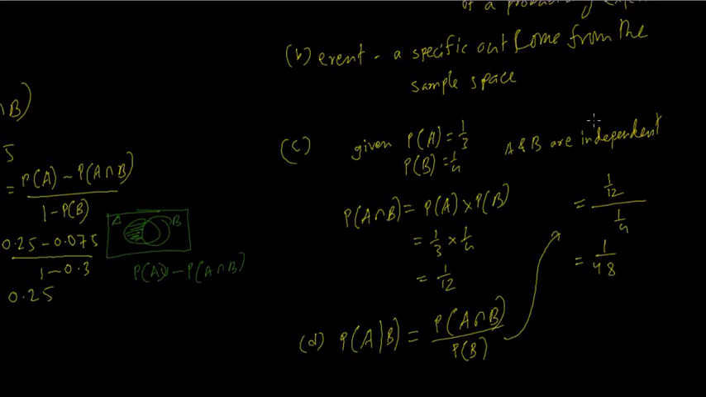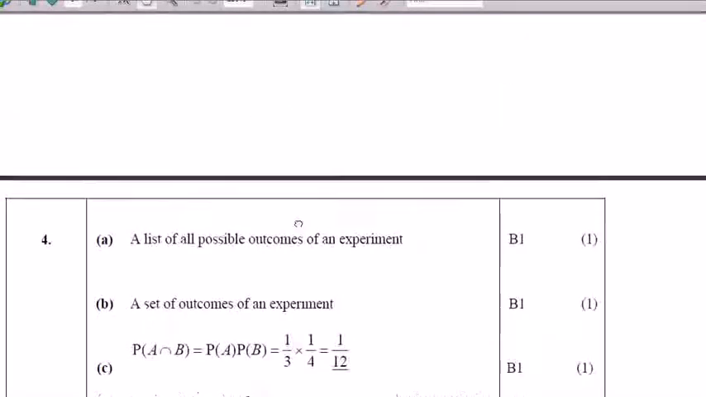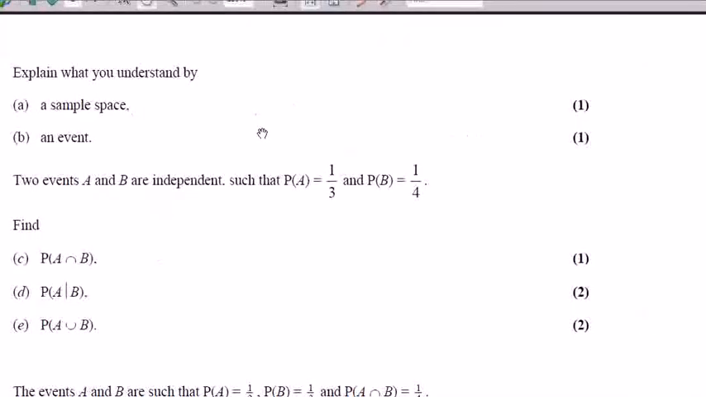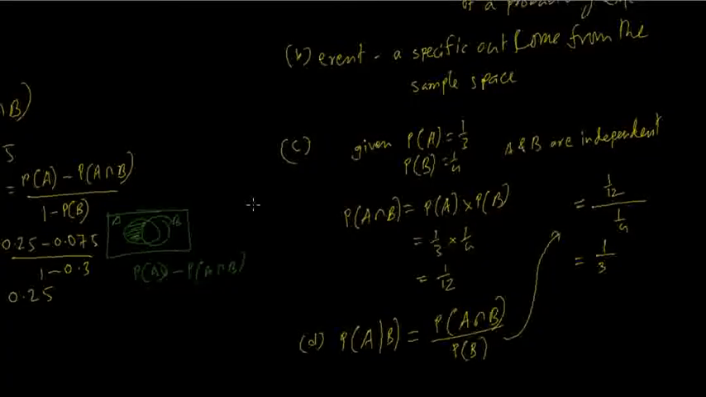It would be 1 by 3 because 1 by 12 into 4 is going to be 1 by 3. The next one is A union B. A union B can be done by the simple formula.